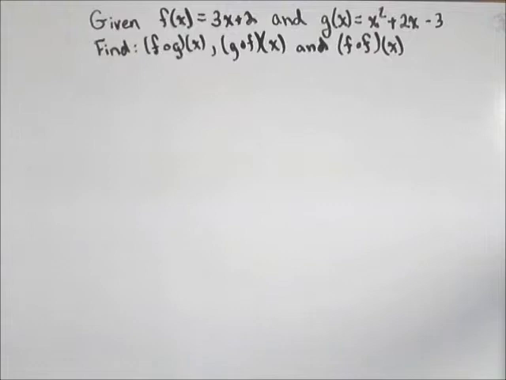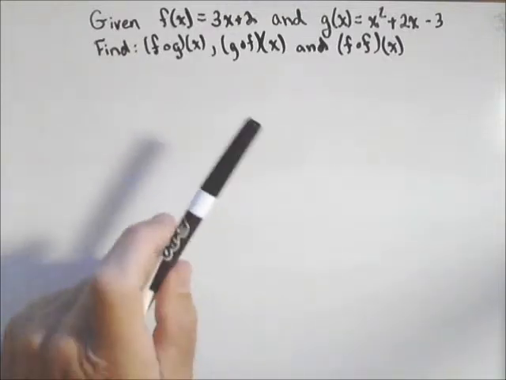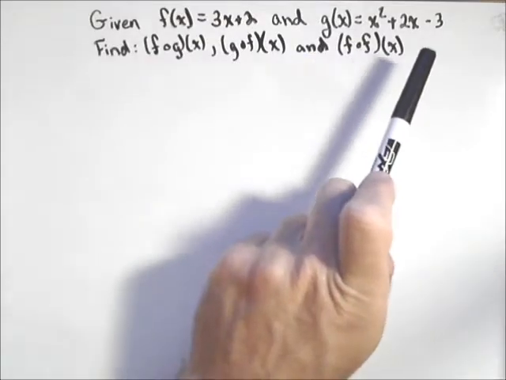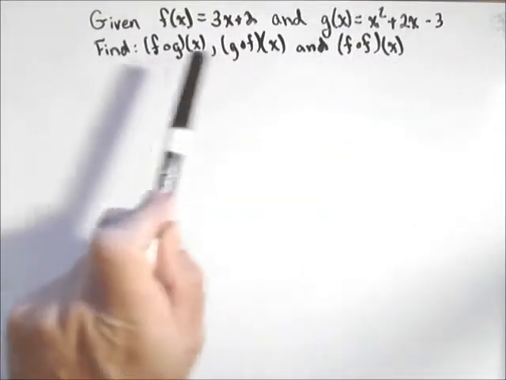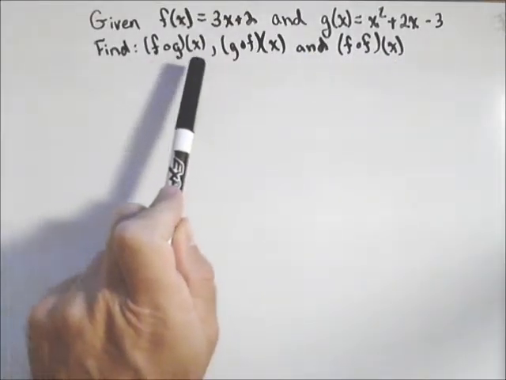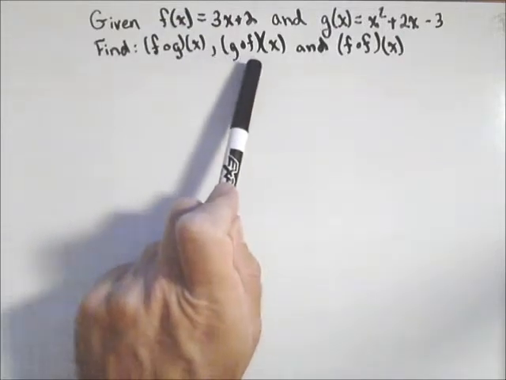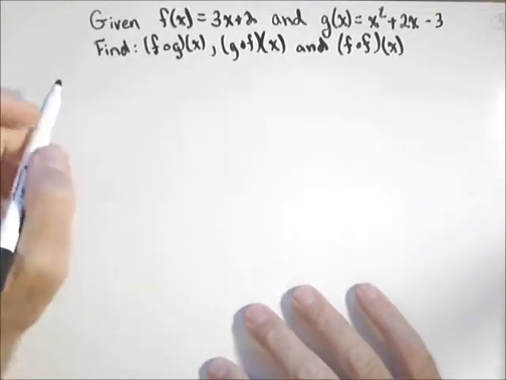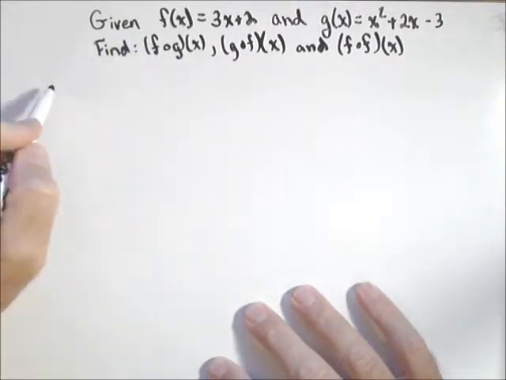In this video we're going to do a little function composition. So given f of x equals 3x plus 2 and g of x equals x squared plus 2x plus 3, we want to find the following: f of g of x, g of f of x, and f of f of x. So these are three different compositions, so they'll create three different functions. And let's start with f of g of x.